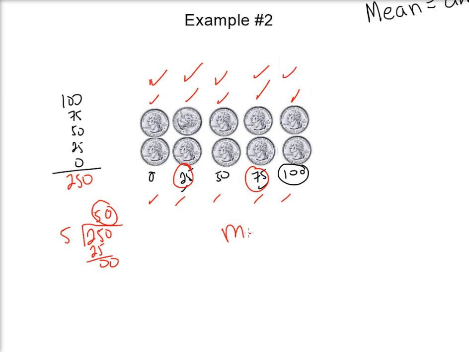So we call that the mean. So the mean is 50. So the average is 50. All right, that's how we get the average. Every single one of those values is now the same.